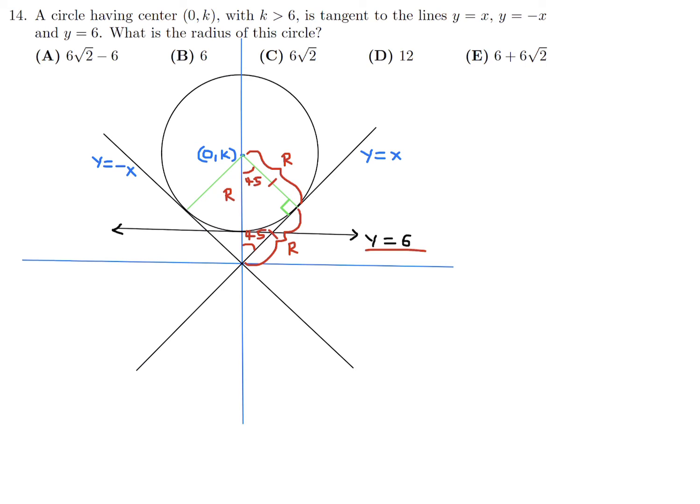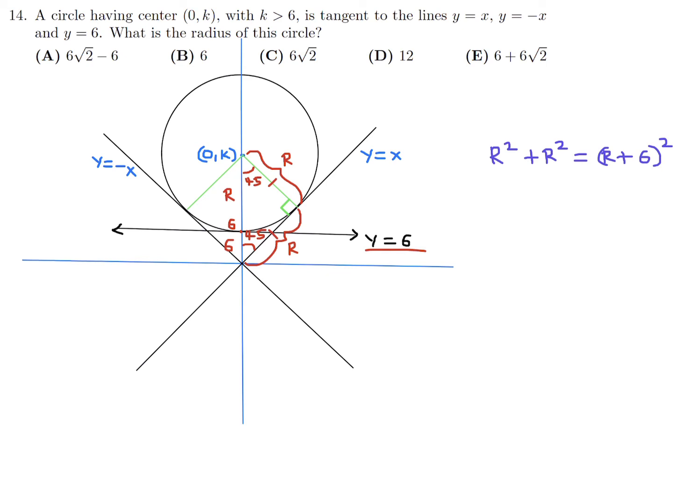And then this line is y equals 6. So this point right there is 6 on the y-axis. So the distance from here to here, this distance, is 6. Okay? So therefore, I hope I haven't messed up the diagram, this triangle I will use to create a Pythagorean relationship. And that will be as follows. We got r squared plus r squared is equal to (r plus 6) squared.